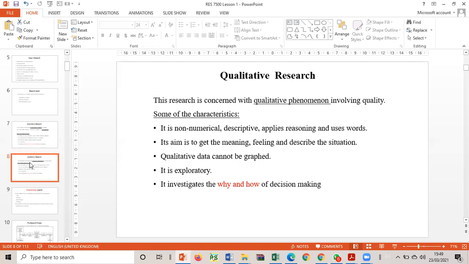Any other theory you all know of? Any other theories in the social sciences? Any other theories? Anyone?